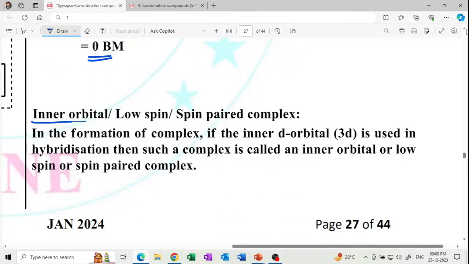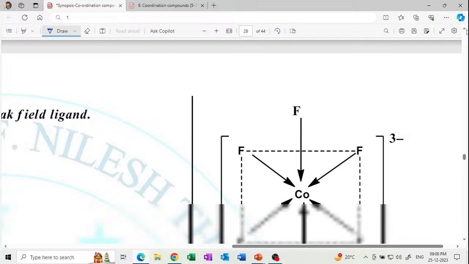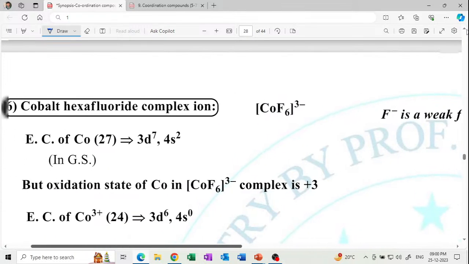Then inner orbital, outer orbital, low spin paired complex. What does that mean? In the formation of this complex, the inner d orbital is used for hybridization. Then such a complex is known as an inner orbital complex. Inner d orbital is used. And if the outer orbital is used, it is called an outer orbital complex. Get it? This is the example of an outer orbital complex.